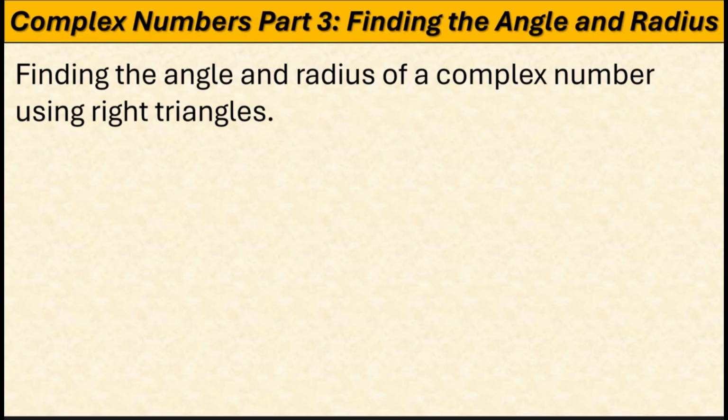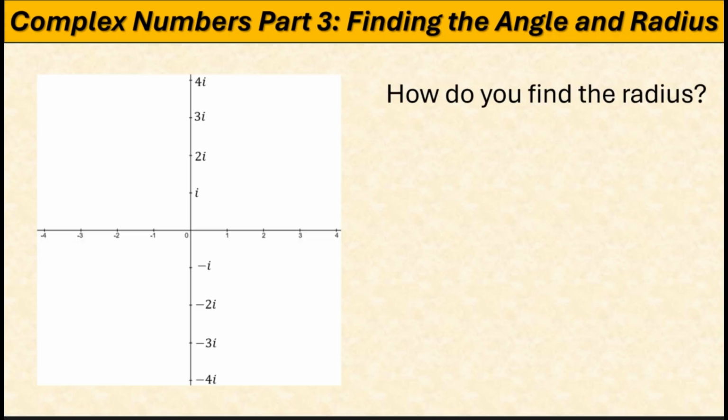This is part 3 of a series I have on complex numbers. In part 1, I went over what imaginary and complex numbers are and how to perform basic operations on them. In part 2, I went over how complex numbers are used as quadratic equations, and I'll link both videos in the description if you haven't seen them yet and would like to check them out. In this video, I will explain how to find the angle and radius of a complex number. This is needed when putting complex numbers into polar form, and I'll get into polar form in the next video.